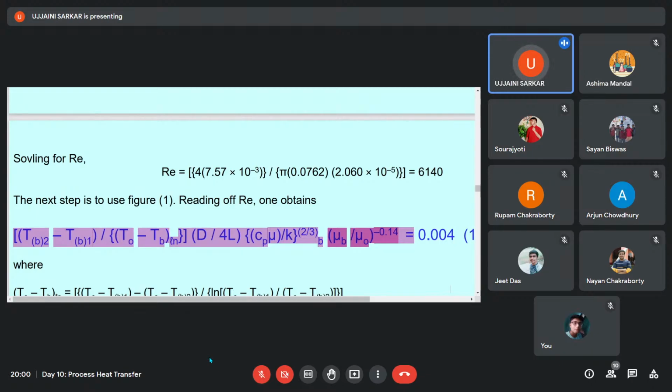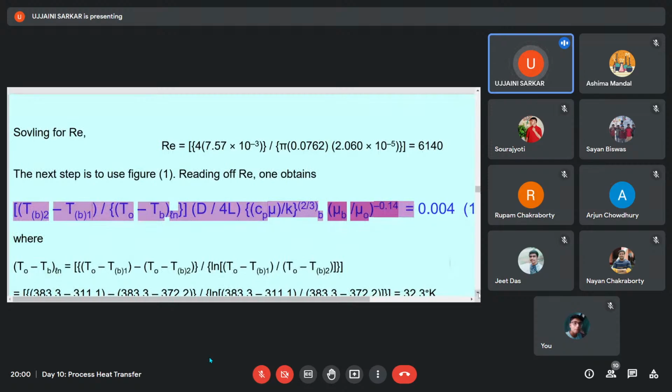এটাও কি বার করছে বলো তো? Log mean temperature বার করছে। T_0 − T_B-ln is [(T_0 − T_B1) − (T_0 − T_B2)] divided by ln[(T_0 − T_B1)/(T_0 − T_B2)]. এটা হচ্ছে তোমার log mean temperature difference. তাহলে log mean temperature difference টা আমরা কিসের সঙ্গে নিচ্ছি?